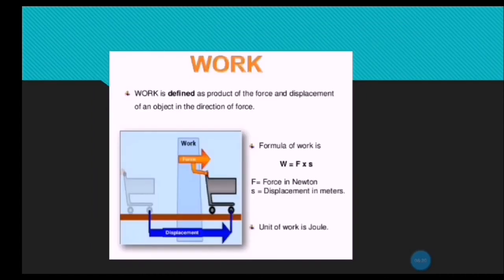Now, the work. The work is defined as a product of the force and the displacement of an object in the direction of the force. So whenever I'm moving something, I'm applying a force on a certain object, and this object is moving, I have a work. The work has a formula which is W equals F times S. Some books put S as D, which is distance. You can use both. You have to know it's the force in Newton times the distance, or the displacement, the change between the initial position and the final position. The unit of work is also joule.